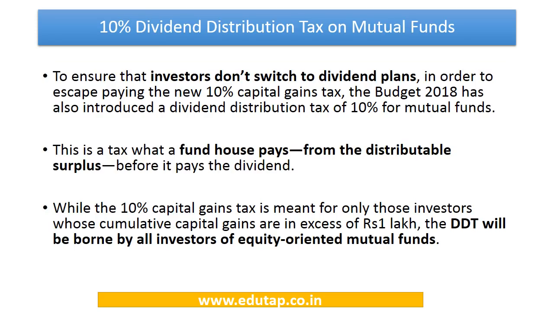A related amendment which was made is that the 10% dividend distribution tax is also going to be charged on mutual funds. Now to ensure that the investors who have put their money in the equity mutual fund scheme do not switch to dividend plans. Now they may feel that if they stick to the growth plan in which the capital appreciates, they may be charged capital gains tax. So they may try to evade that provision by switching to dividend plans in which regular dividend would be paid by the mutual fund.